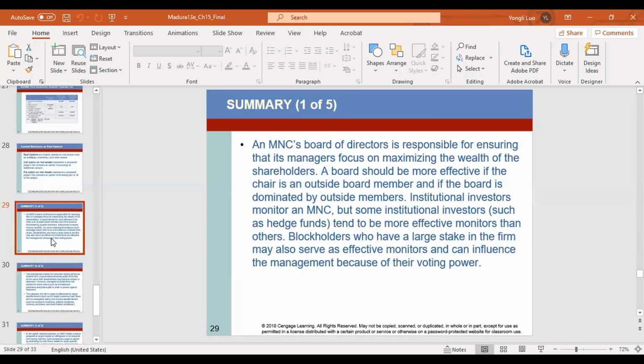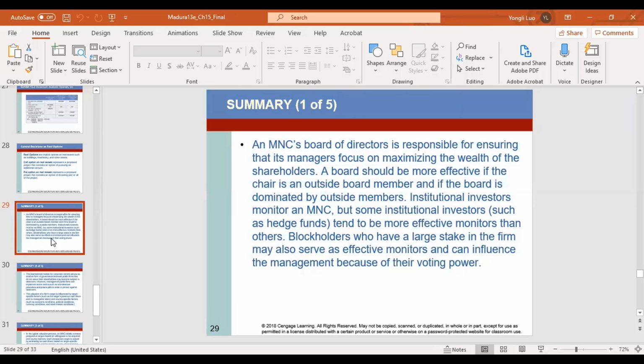Now we come to the conclusion of this chapter. An MNC's board of directors is responsible for ensuring its managers focus on maximizing the wealth of the shareholders. A board should be more effective if the chair is an outside board member and if the board is dominated by outside members.